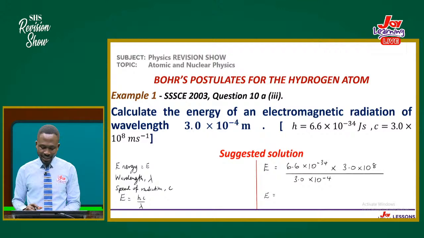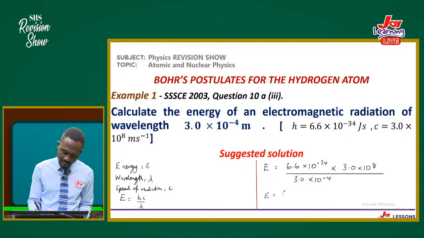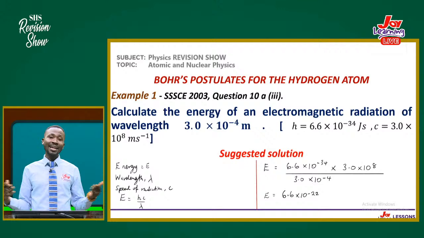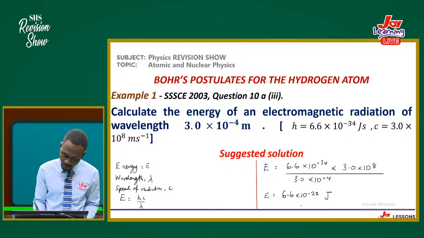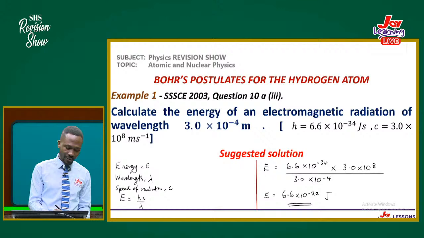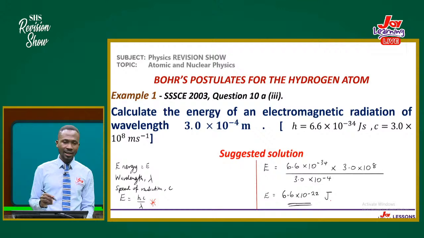So I have my answer ready. And it says I'm going to get 6.6 times 10 to the power minus 22. Now, if I leave the answer like this, there's a problem. Why? We are asked to find energy. We have to attach the unit for energy, which is joule. So, joule. That becomes our answer. This is quite simple and straightforward. Pick your formula, E is equal to HC on lambda. And E is already the subject. You put in the parameters, you have your answer. Let's try the next question.